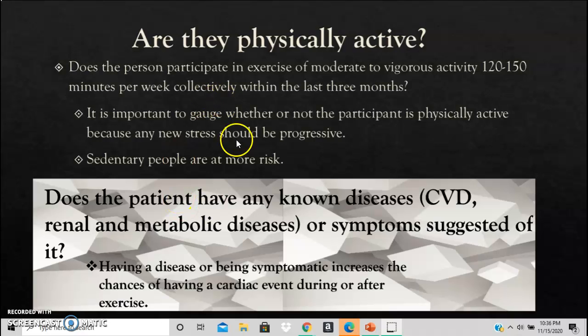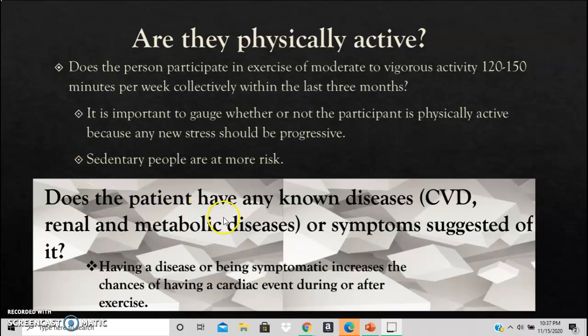Some important points to go over are whether or not your client is physically active. So, does this person participate in exercise of moderate to vigorous activity 120 to 150 minutes per week collectively within the last 3 months? It's important to gauge this simply because their body needs time to adjust to the new stress, and it should be a slow progression. So this makes sedentary clients at more risk, especially if their intensity goals are set higher.